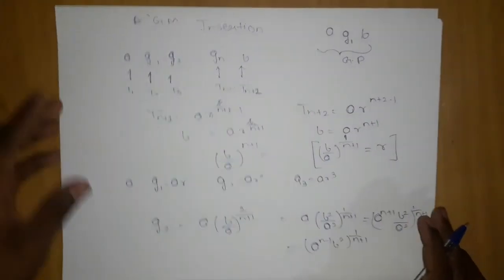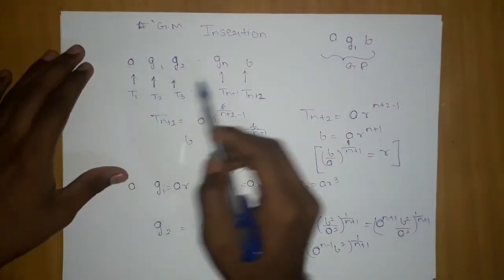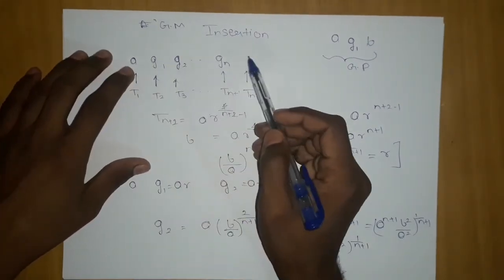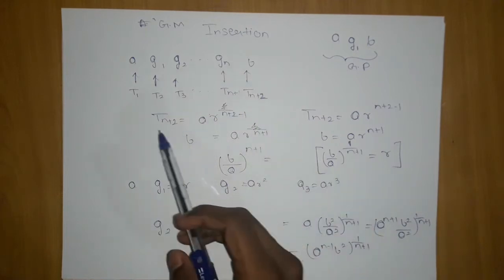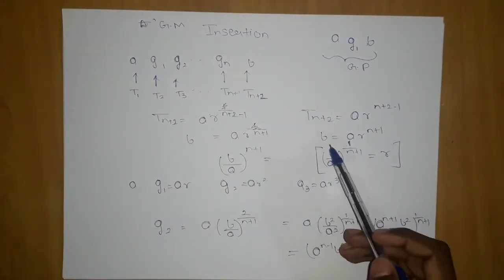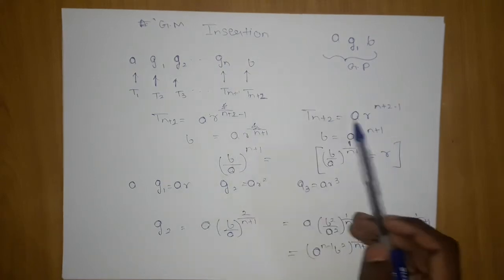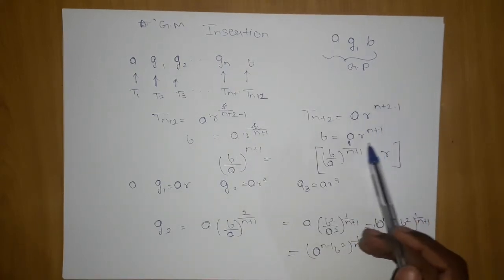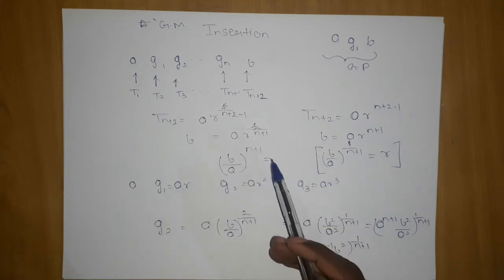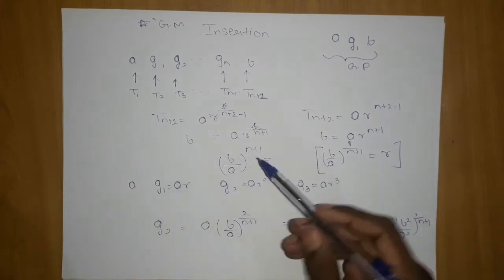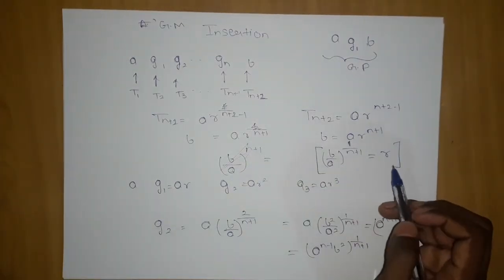So what was that? We take two terms, and we take n terms between them. We located them: if there are n terms, this will be 1, this will be 2, which gives a total number of terms n plus 2, and the last term is b. So we substituted b here, and a into r to the power n minus 1 is the formula of a term. This is n plus 2 minus 1, which gives n plus 1, so b by a to the power 1 upon n plus 1 is equal to r. So we got this.